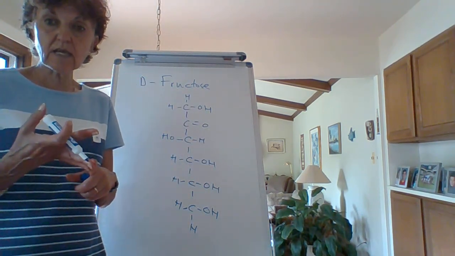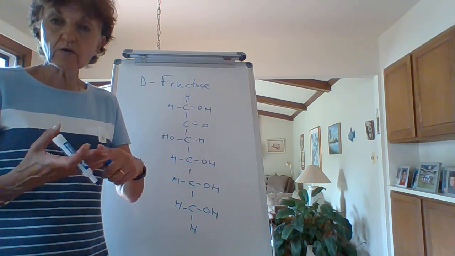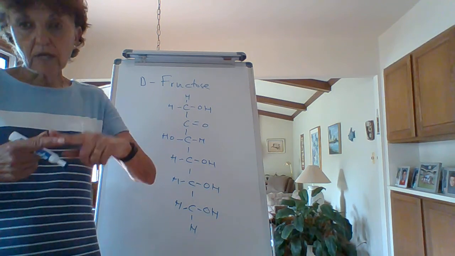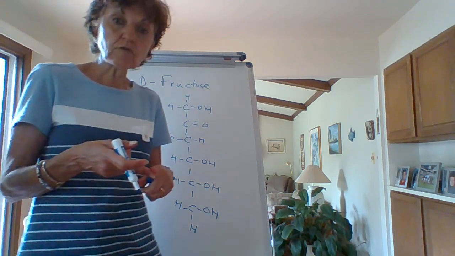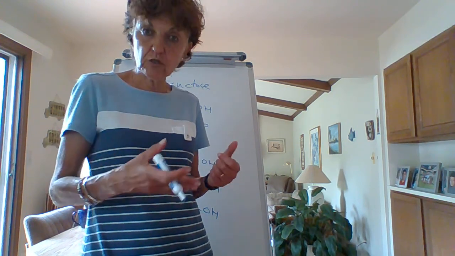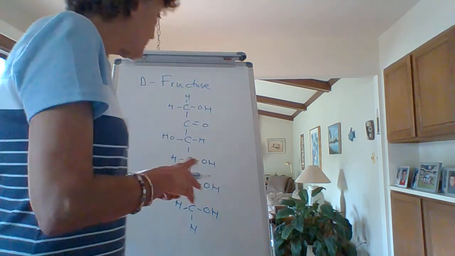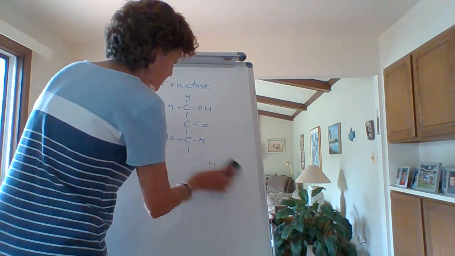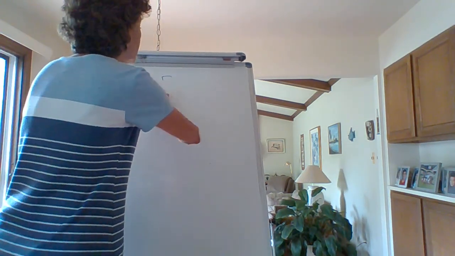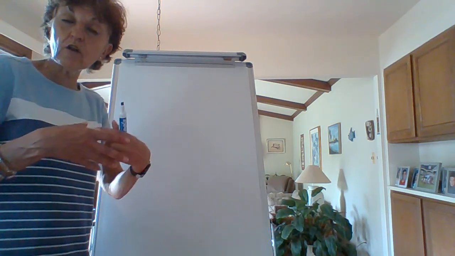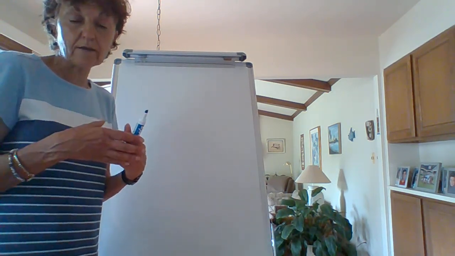Glyceraldehyde, dihydroxyacetone, ribose and deoxyribose, glucose, galactose, and fructose. These are all Fischer projections, open chain Fischer projections, okay? Now, in order for us to create the disaccharides, we need to learn how to do a Haworth projection, which is closing it to form a ring.